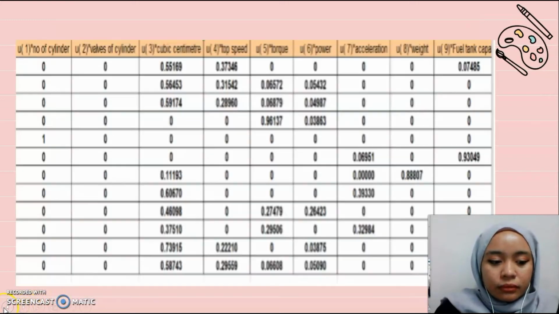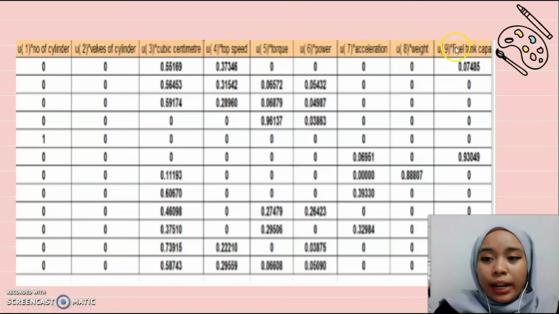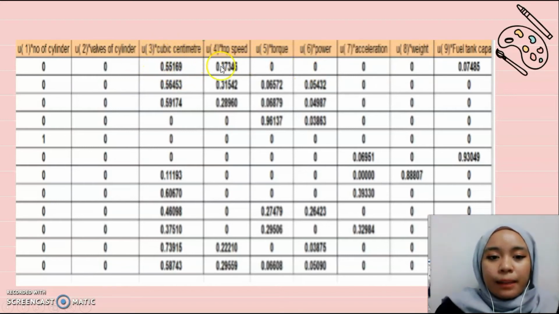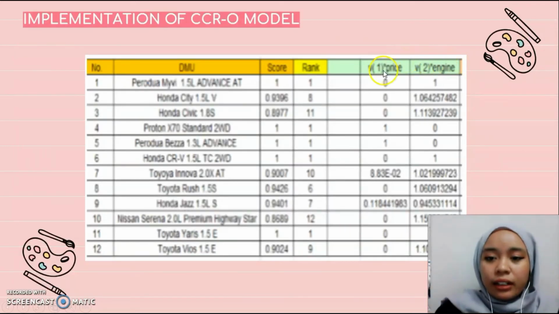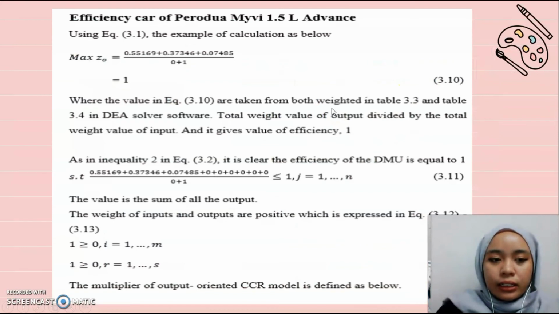So look at this. This is the total output. The outputs are number of cylinder, valve of cylinder, cubic centimeter, top speed, torque, power, acceleration, weight, and the fuel tank capacity. So just now, the first equation, adding up this value plus this value plus this value, dividing with this value, which is input, price, and engine. So it will give the answer 1, which is efficient.